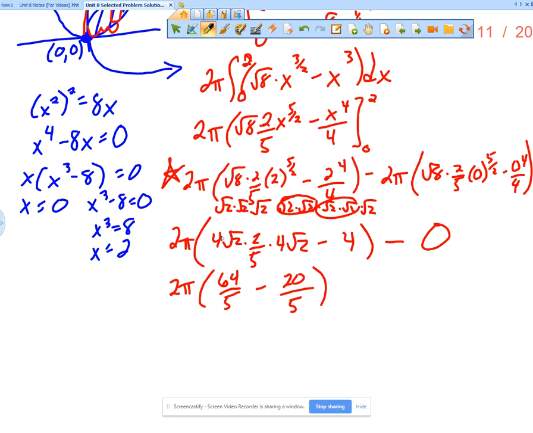That is not correct. I apologize. Root 2 times root 2 times root 2 is actually 2 root 2. So this should not be 64. That should actually be 32. I'm so sorry. So this is 32 fifths. So 32 fifths minus 20 fifths is 12 fifths, times 2 is 24 pi over 5.